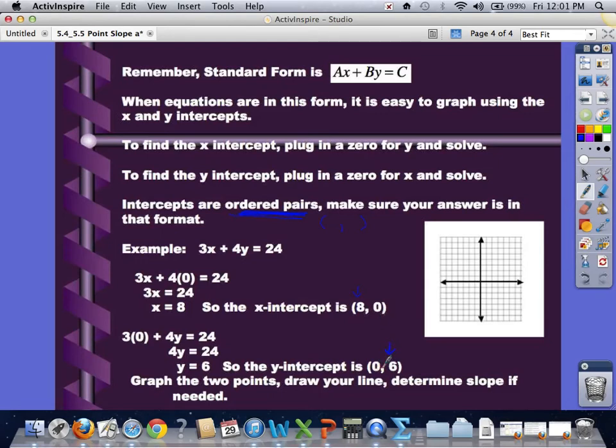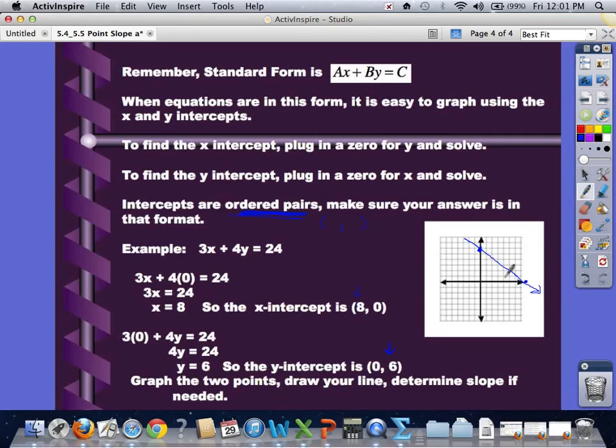From here, you can graph your 2 points and graph your line. So at 8, 0, remember it's always x first. 1, 2, 3, 4, 5, 6, 7. I'm going to be off my grid, about right there. And then this one is 0, 6, so that's 1, 2, 3, 4, 5, 6. So 0, 6, and 8, 0, draw your line.